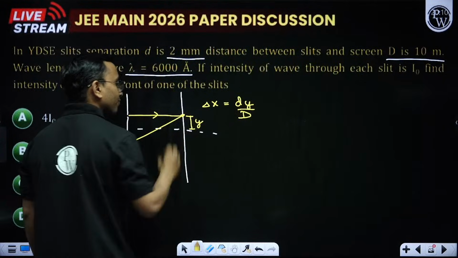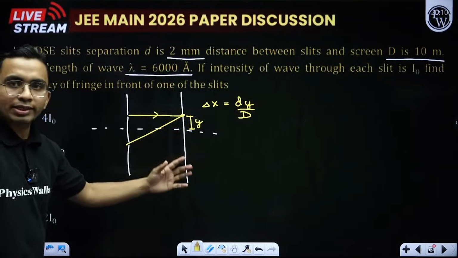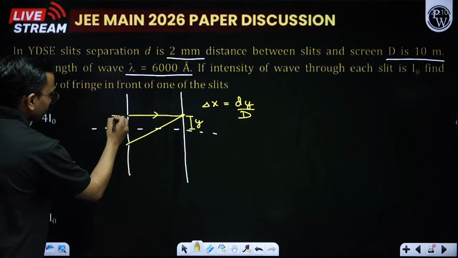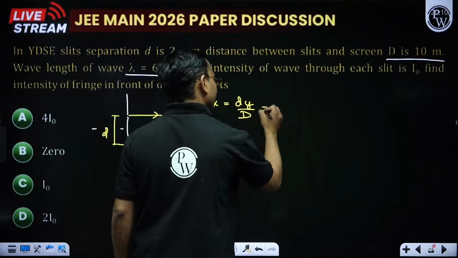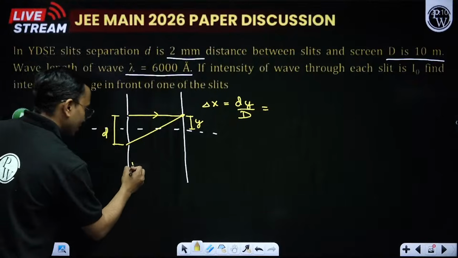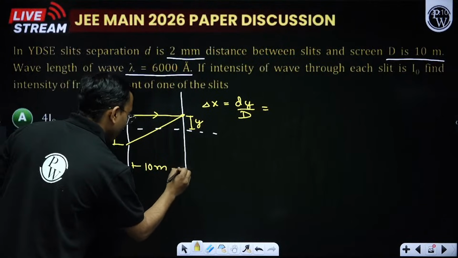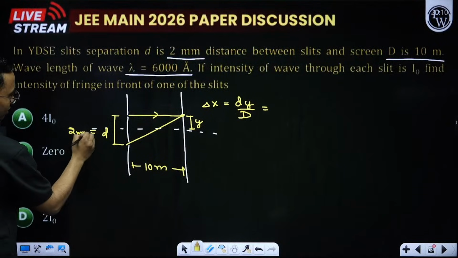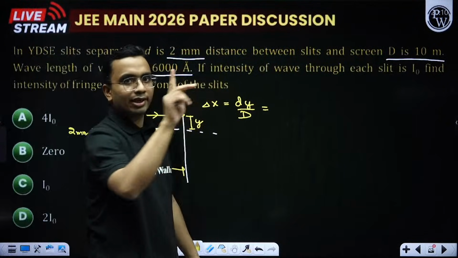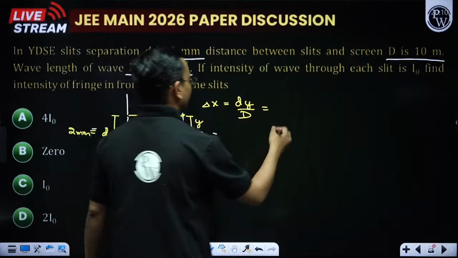This is my y. What is y? y is d by 2, small d by 2. This is small d. Here I am able to write this because this is 10 meter and this is 2 mm. Try to understand that, the difference is too much. Like that we can write sine theta is nearly equal to theta for very, very small angles.